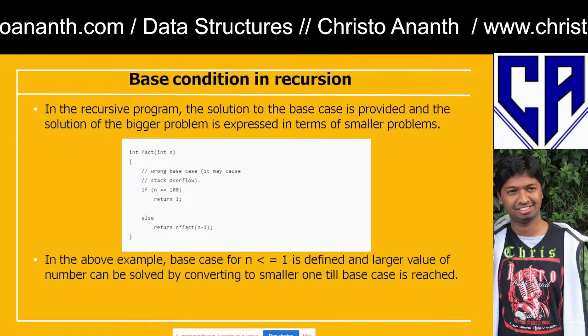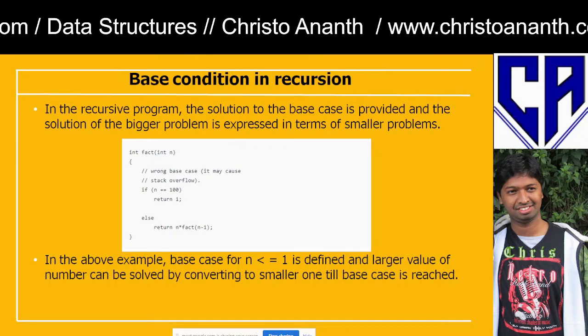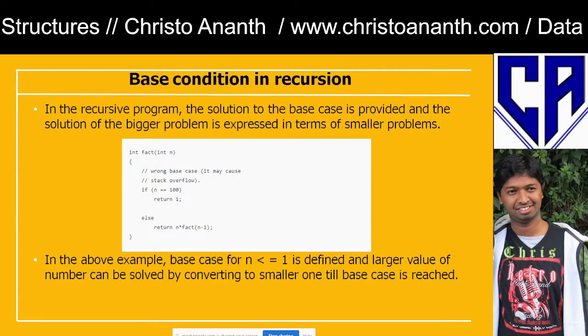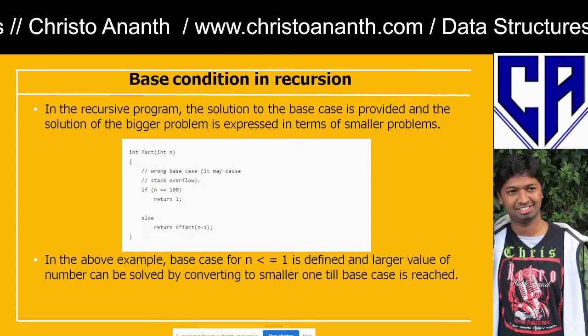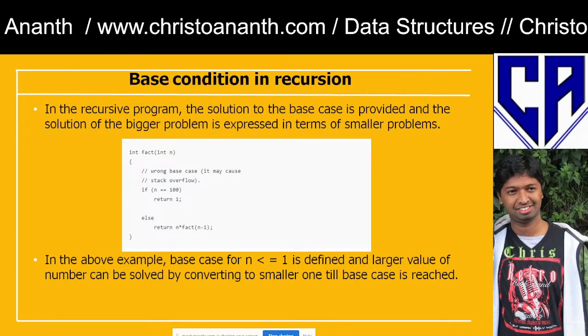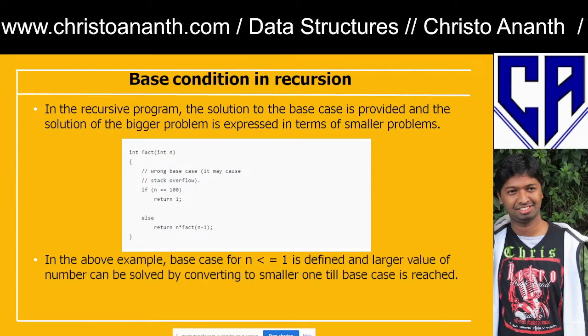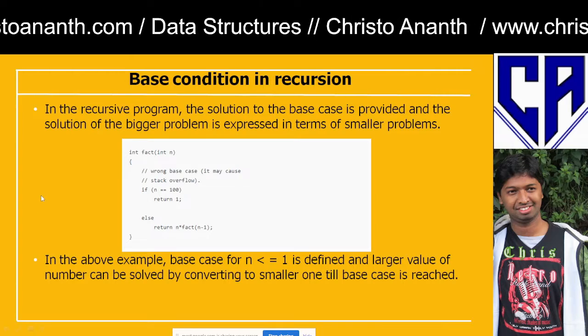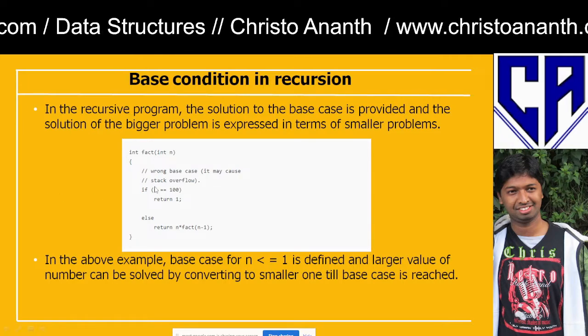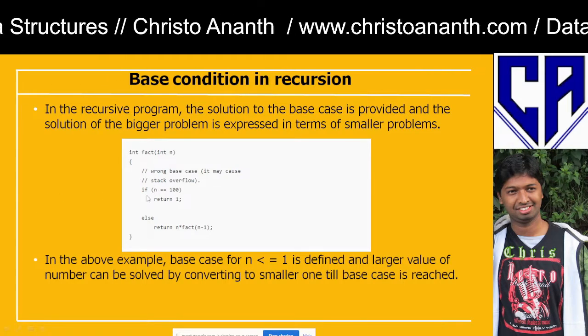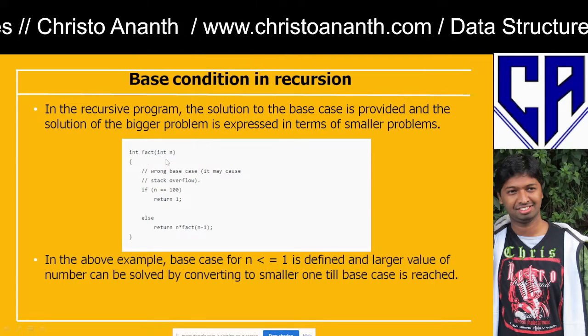So this is the base condition in recursion. In a recursive program, the solution to the base case is provided, and what you are going to do is break this bigger problem into smaller problems. So you go with a simple C programming example, int fact of int n.